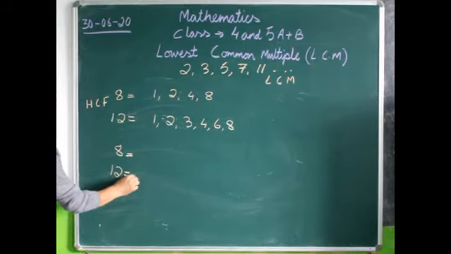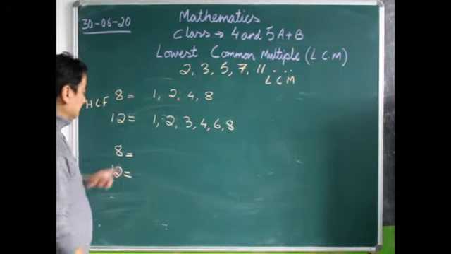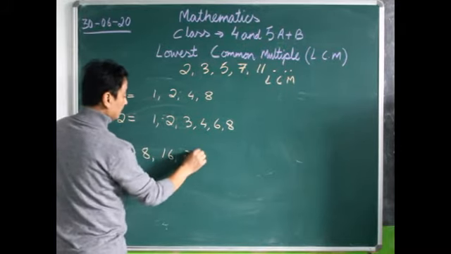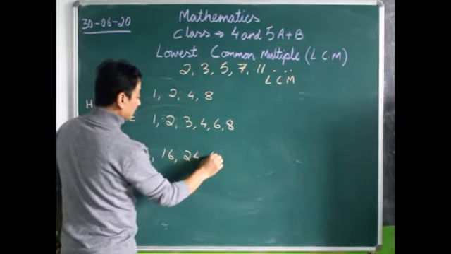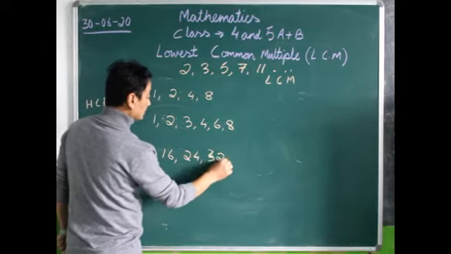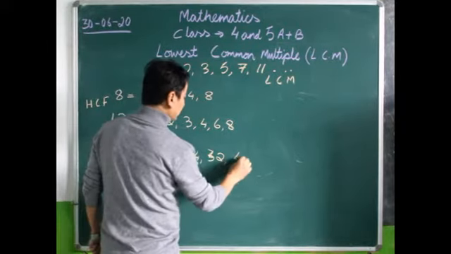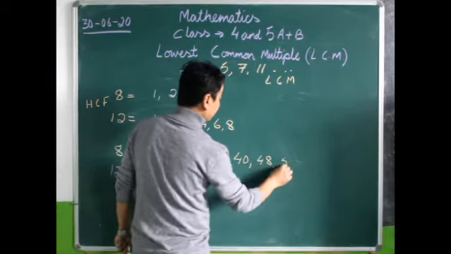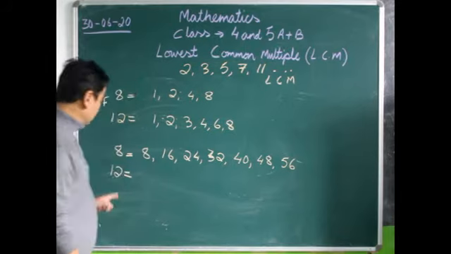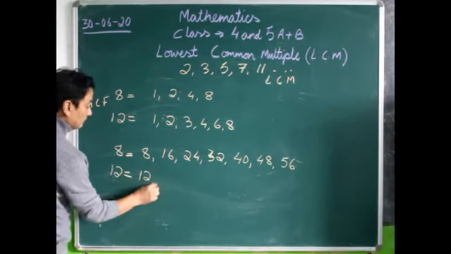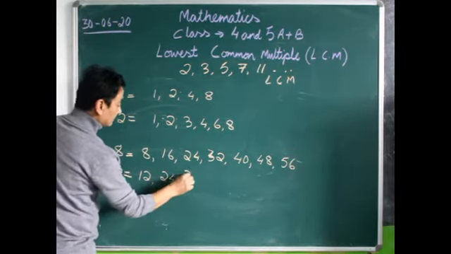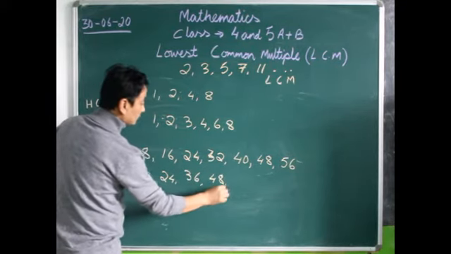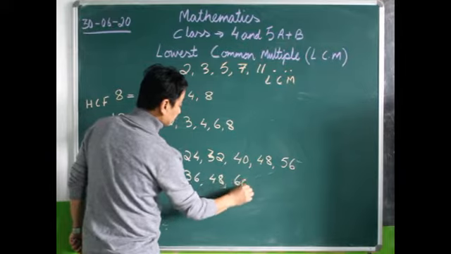Over here, multiple means multiplication, tables. 8 times: 8 ones are 8, 8 twos are 16, 8 threes are 24, 8 fours are 32, 8 fives are 40, 8 sixes are 48, 8 sevens are 56. Now let me do 12. 12 ones are 12, 12 twos are 24, 12 threes are 36, 12 fours are 48, 12 fives are 60.